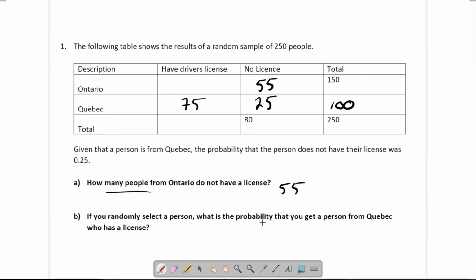So if you randomly select a person, what is the probability? Now, this time we're being asked for a probability that you get a person from Quebec who has a license. So the probability is 75 out of the 250, which you can reduce down to 3 out of 10. Dividing each part by 25, you end up with 3 out of 10.